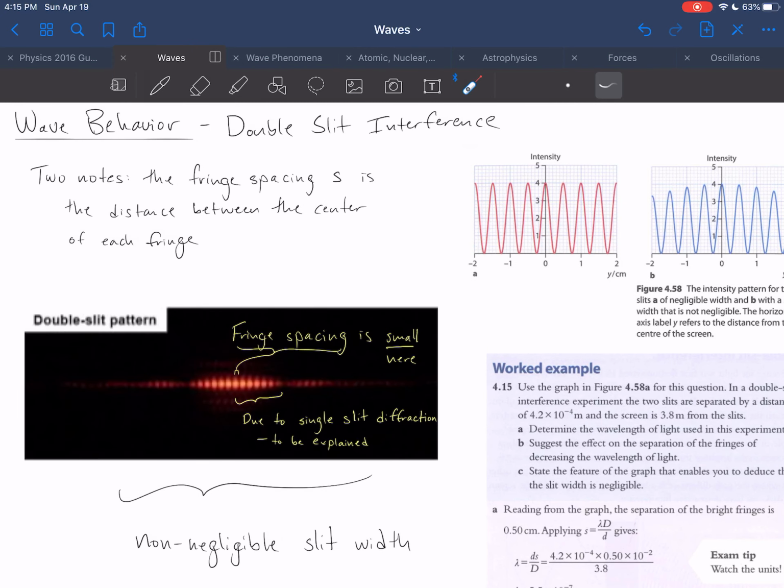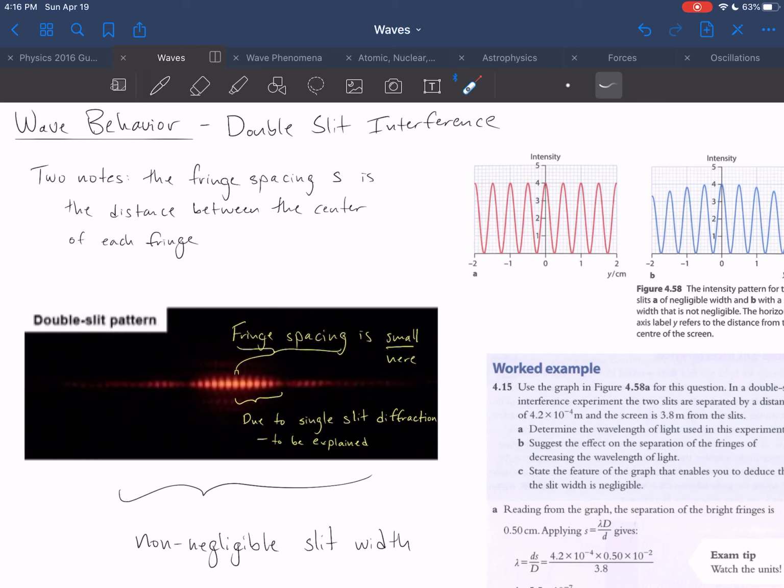Now notice in the double slit pattern that we can see here, there is another pattern visible, and it looks a little bit like this. There is a sort of bright spot here, a bright spot here, a bright spot here, a bright spot here, and a bright spot here, okay? That is not the fringe spacing due to the double slit effect. That is actually due to what's called single slit diffraction, which we will cover later. So this distance right here is due to single slit diffraction and not the fringe spacing due to the double slit pattern that we just discussed.